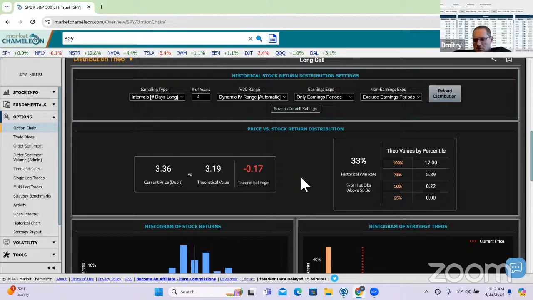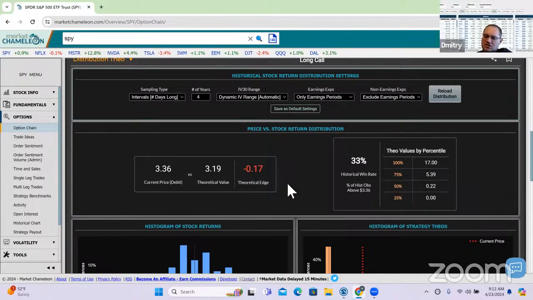And then another question would be, well, if we're buying it for $3.36, then there could be observations above that. The stock could have moved high enough historically. We have it set to 4 years. It could have moved historically high enough that it would exceed the 336. All right. So our question is, how often did that happen? So that's what we call the win rate.